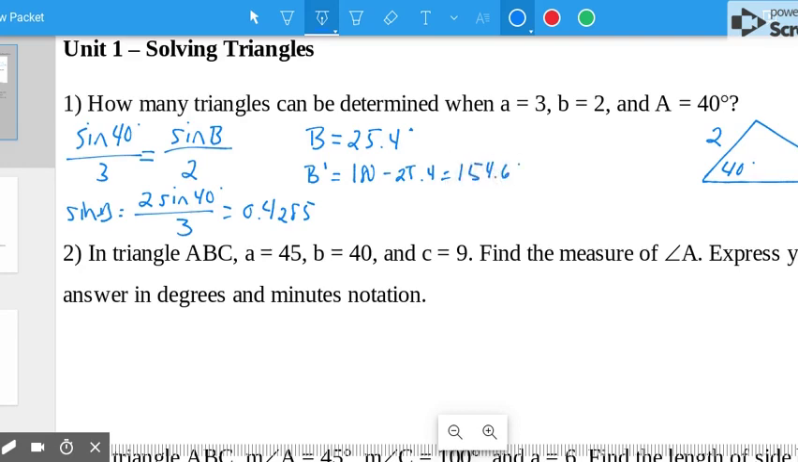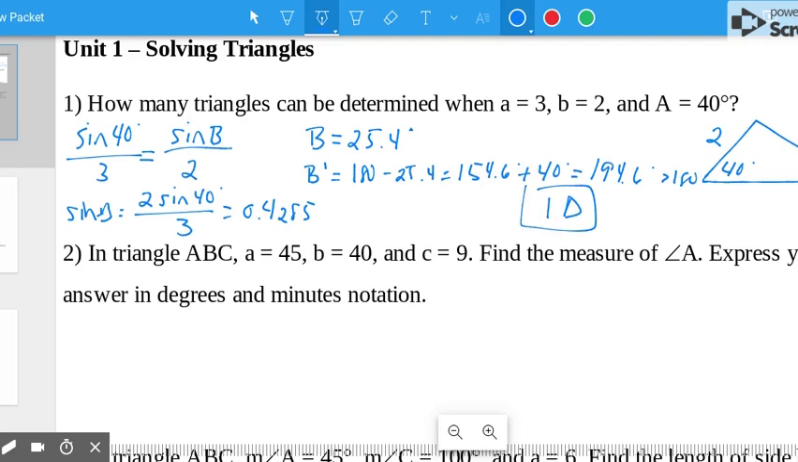154.6 degrees. And now what we're basically saying is if we take that angle plus the angle that's in the original triangle, the 40 degrees, and add those up, that's going to get us 194.6 degrees in the potential second triangle, which obviously we know that a triangle can't be more than 180 degrees. So since that's greater than 180, there's only one triangle in this case.